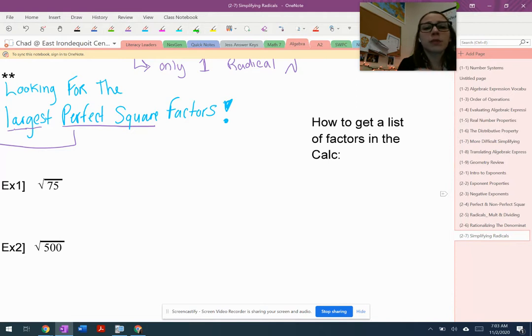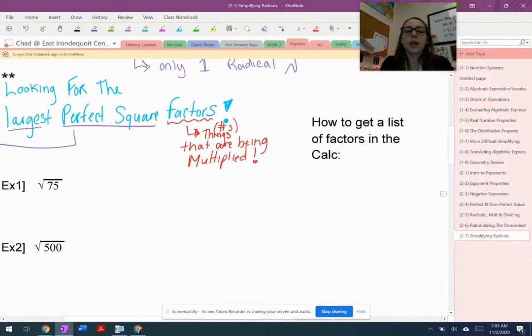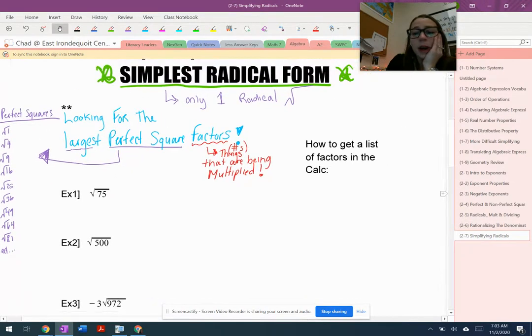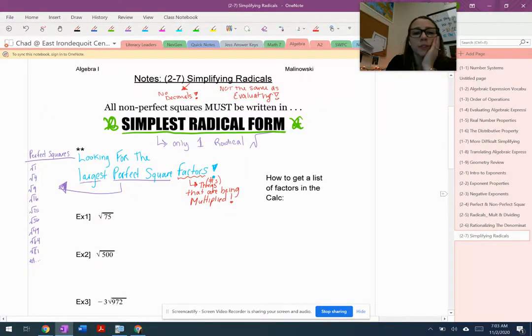And naturally, when we talk about factors, factors are things that are being multiplied. In this case, we're focusing on numbers that are being, keyword, multiplied. And that will make more sense once we get into an example. We'll pause here and move to a new video. So there's our little intro for 2-7.